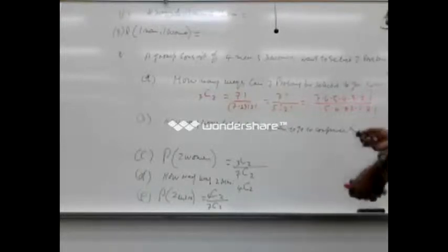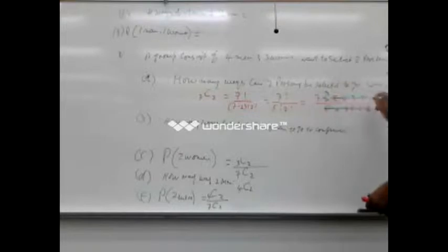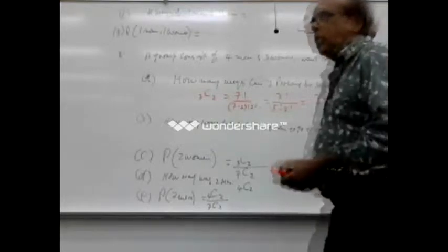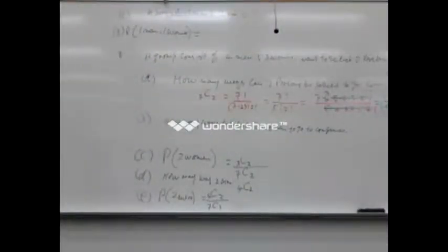So then, if you do your canceling off, you find all of this here cancels off this. 2 will go into 6 3 times, and then it comes up to be 7 times 3, which is 21 ways. So class, you have 21 ways of selecting 2 persons to go to the conference, where order of selecting the 2 is not important. All right? Everybody okay with that? Now, let's go to part B.